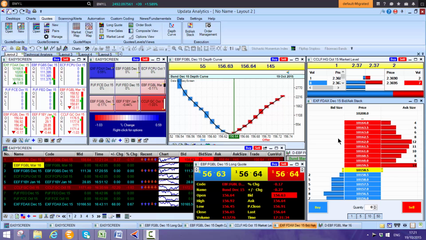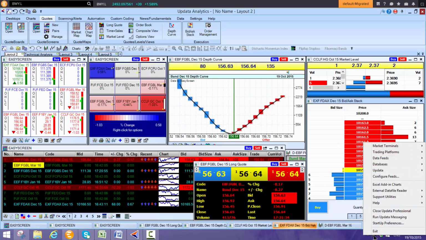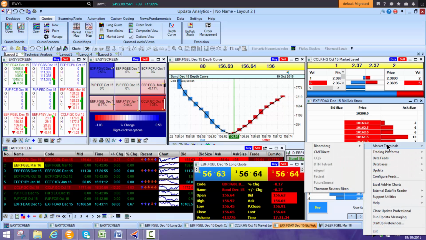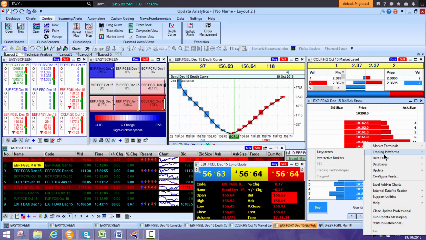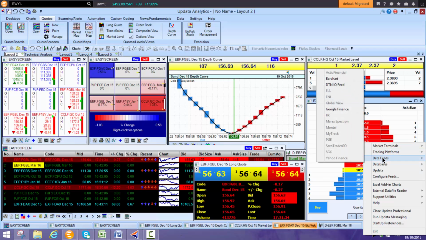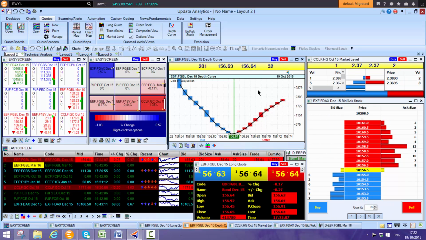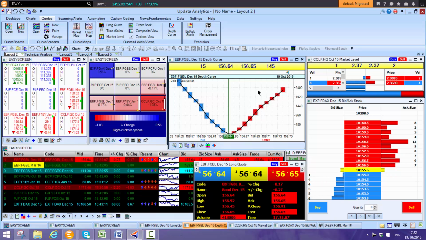This is Updata running on the Easyscreen trading platform. So really powerful. Updata runs on multiple data sources, so you can literally just choose your market terminals, Bloomberg or Reuters. You can run on trading platforms like Easyscreen, Interactive Brokers. Just install the trading platform that you've got. Data feeds, databases, there's a whole series. So we run on dozens and dozens of different data sources, and Easyscreen is just one of those.